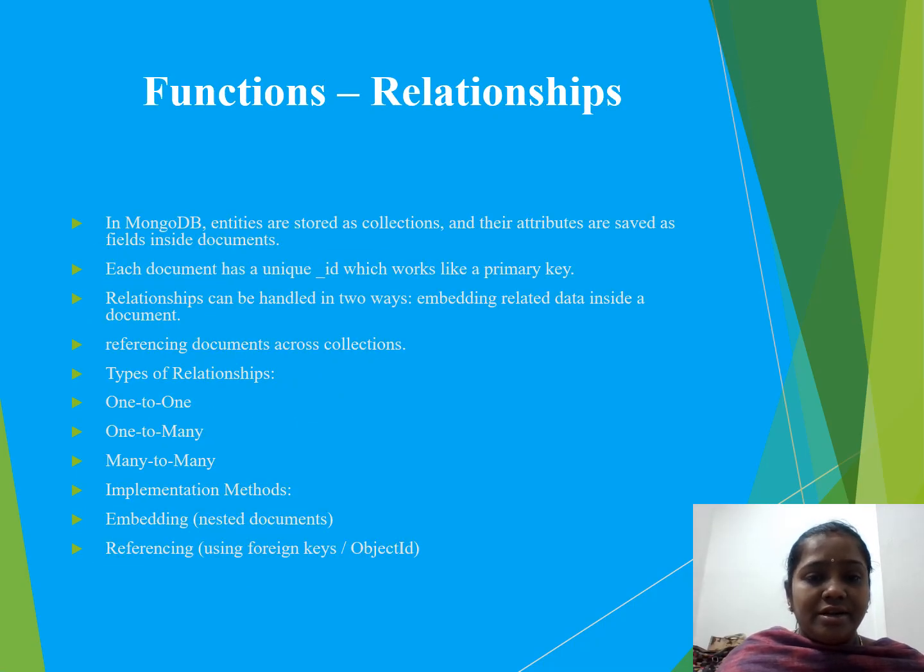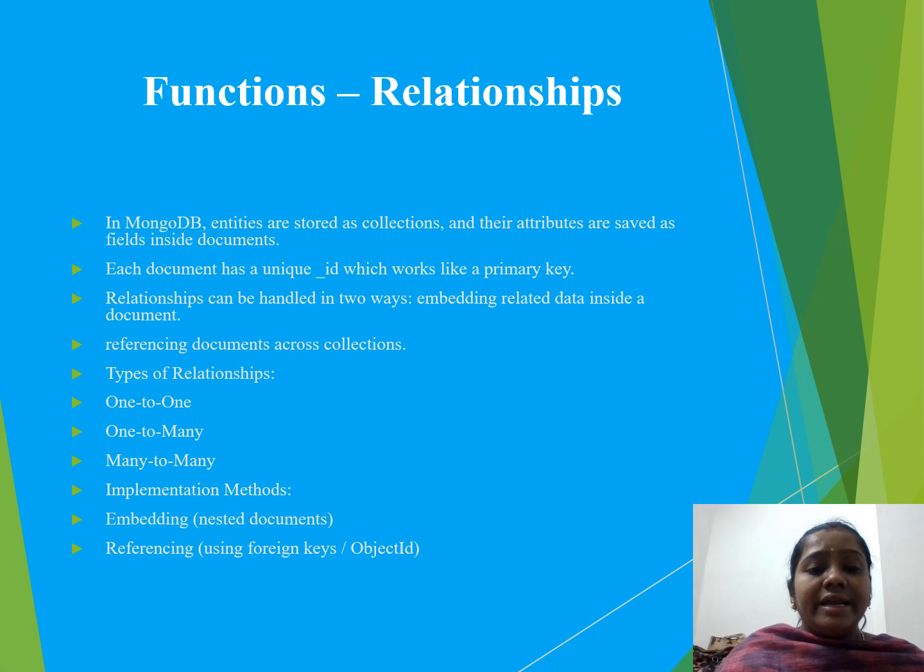What is meant by functions and relationships? See, in MongoDB, whenever we go for any functions and relationships, entries are stored as collections and their attributes are used for inserting the documents. Each document has a unique ID. That ID is called a primary key. And the relationships are handled in such a way that we embed the data inside the document of MongoDB. So whenever we are using MongoDB, we have to understand the concept of functions that is similar to the functions that are used in other programming languages. But here the functions are used as reference documents across the collections.